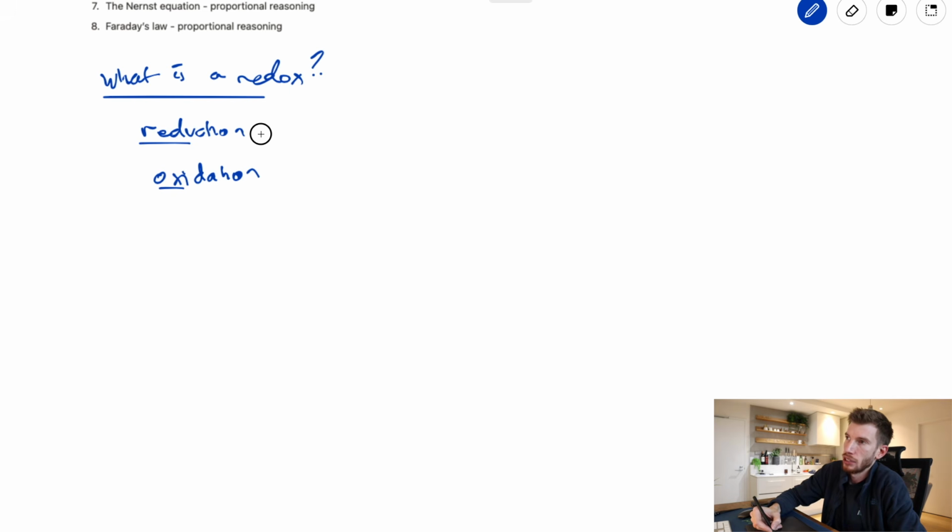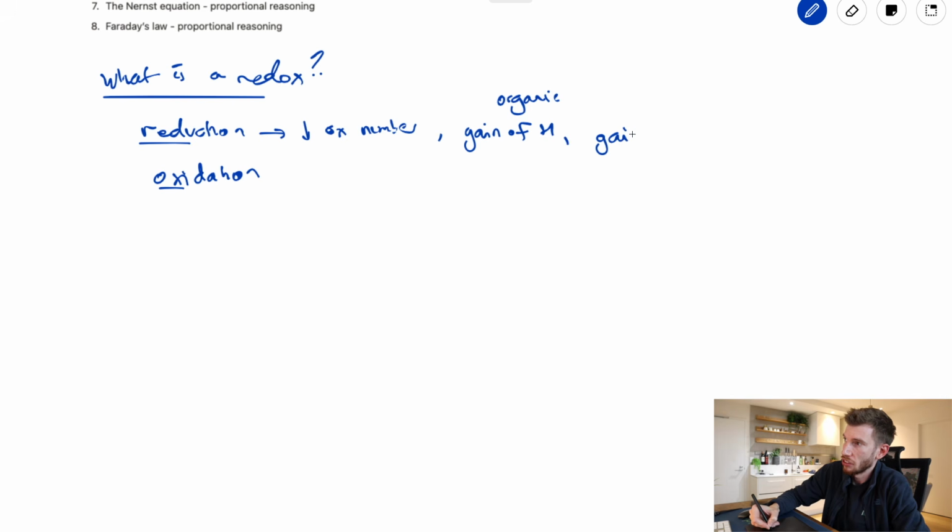And so the idea is that reduction can be defined in a few different ways. The classical way to define it is a decrease in oxidation number. But we're going to come back to that because we haven't yet done oxidation numbers. The other way that you can identify it, though, is you can also see it as a gain of hydrogens, right? This is more for the organic reactions. And then the other one is for inorganic, you can also just see it as gain of electrons, right?